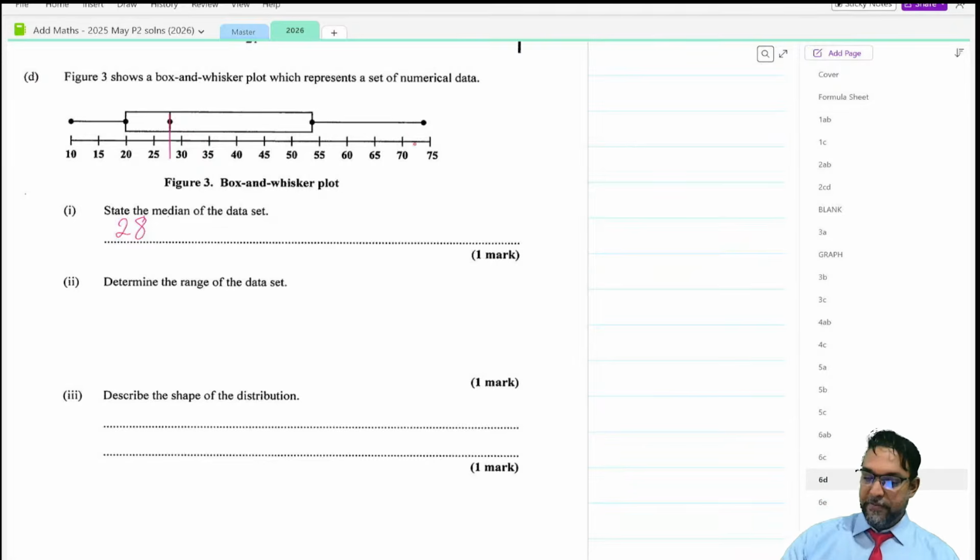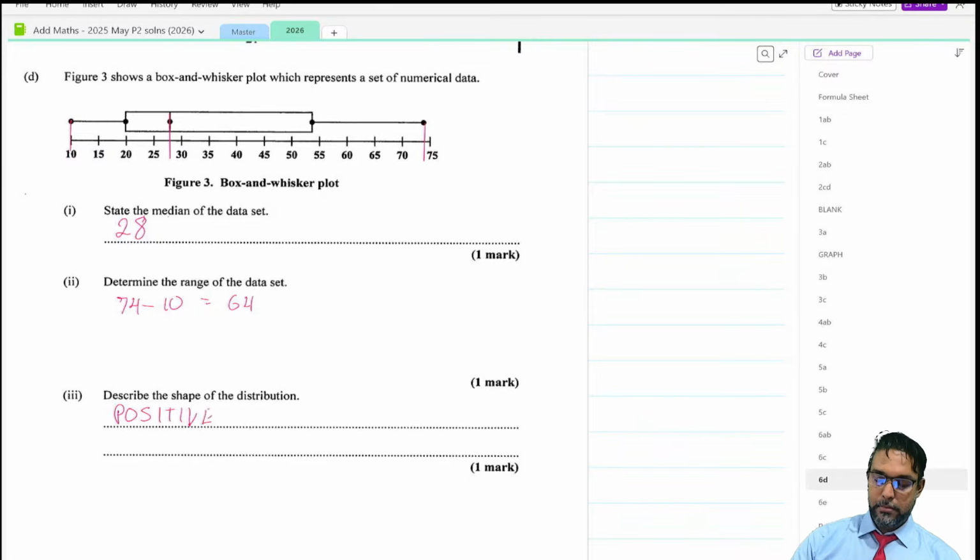Determine the range of the data set. So this looks like 74, and that's 10 for sure, right? So 74 minus 10 is 64. Describe the shape of the distribution. Positive skew.